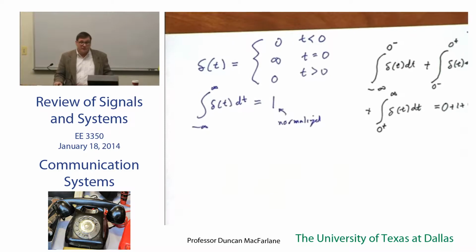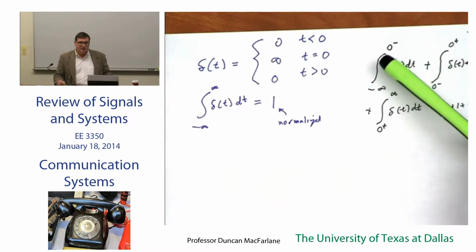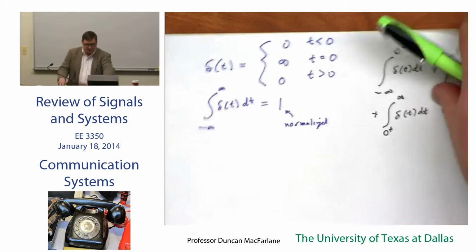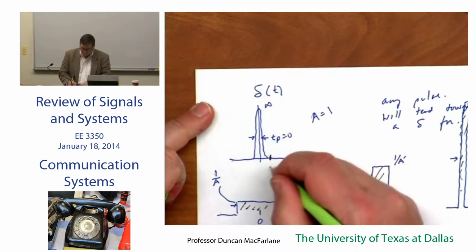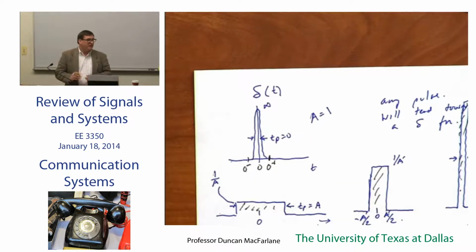Okay? So the purpose of that is to show you how you handle the delta function right around 0, and to introduce this notation that you may have seen before of 0 minus and 0 plus. And what I mean by that is 0 plus, 0, and 0 minus, just around the delta function. Okay? So if I go back to my beach ball, it's just a little bit to the left of the beach ball and just a little bit to the right of the beach ball.